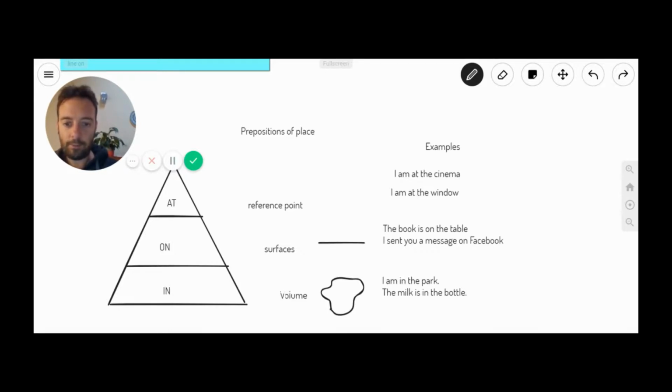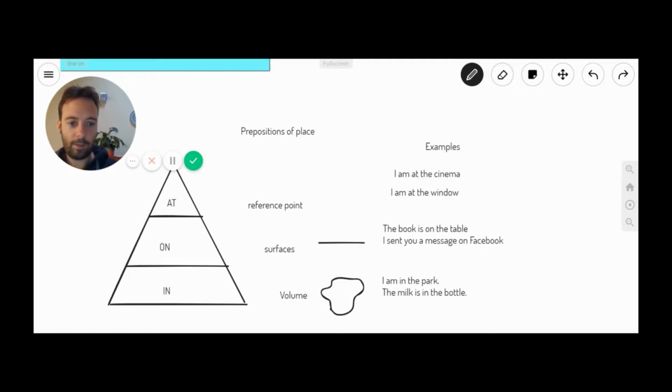We use "in" for volumes. This is just an example of a volume. This, for example, could be a park. Maybe there's an entrance to a park here, and an entrance to a park here, and then you walk around, and we think of this as a volume. So for example, I am in the park.